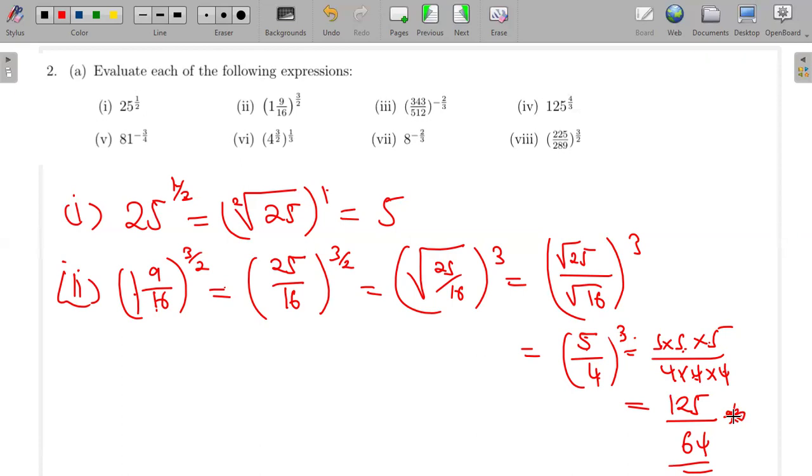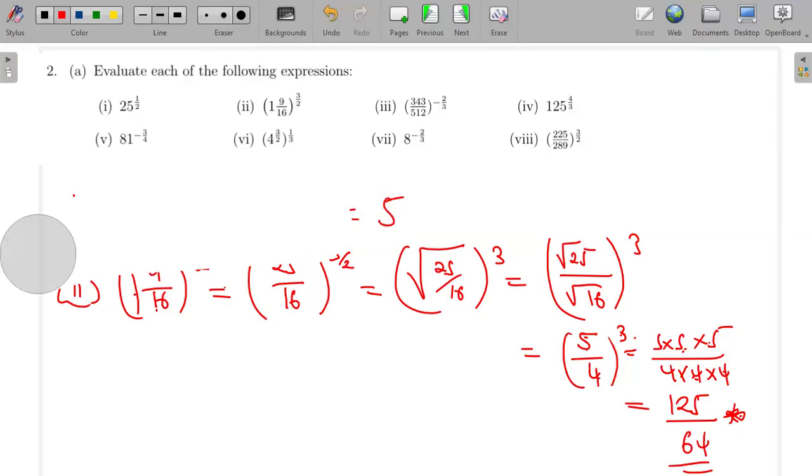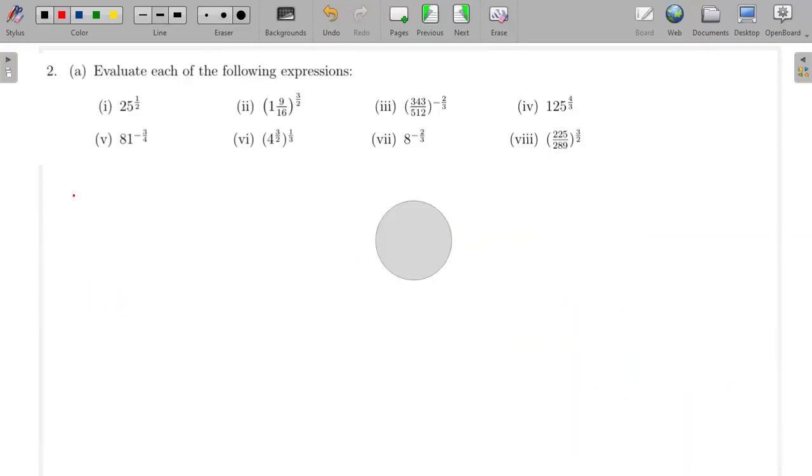Any questions there? No? Right, so let's look at the third one then. I'll leave some for you guys to solve on your own. So you can try them and then send me the answers. Okay, so let's look at this one.